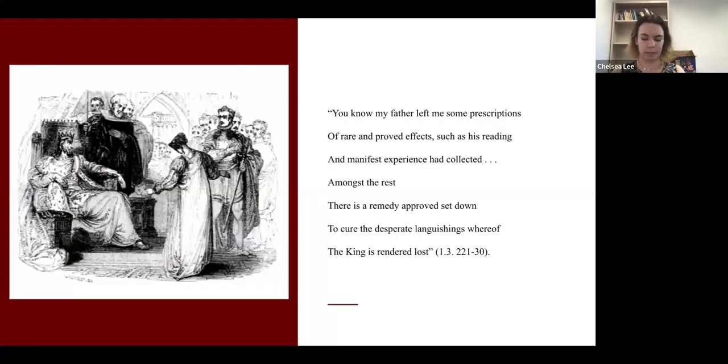It is in her famous soliloquy that Helen transforms into the role of healer. When Helen realizes "our remedies oft in ourselves do lie," we see her claiming that healing power for herself. When asked about her motives to follow Bertram to the court, Helen reveals her inherited medical knowledge, stating, "You know my father left me some prescriptions of rare and proved effects, such as his reading and manifest experience had collected. Amongst the rest, there is a remedy approved, set down, to cure the desperate languishings whereof the king is rendered lost." Helen's resolution for a remedy within herself is not merely empty words.